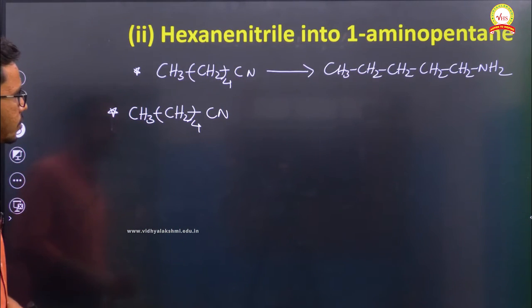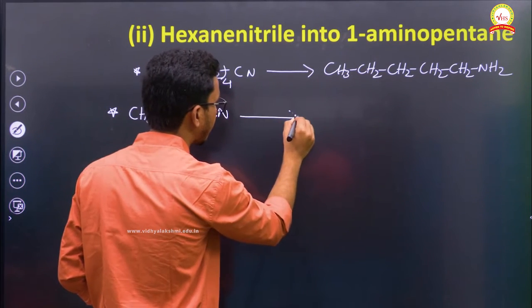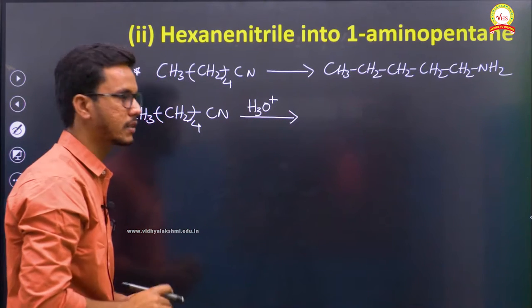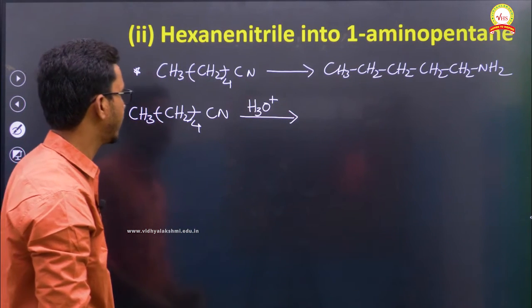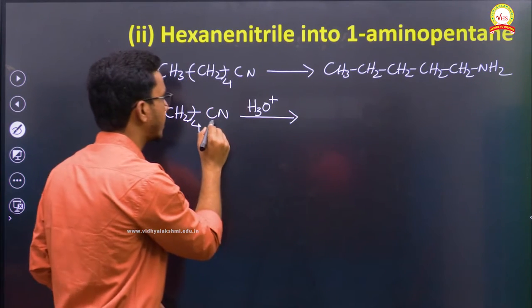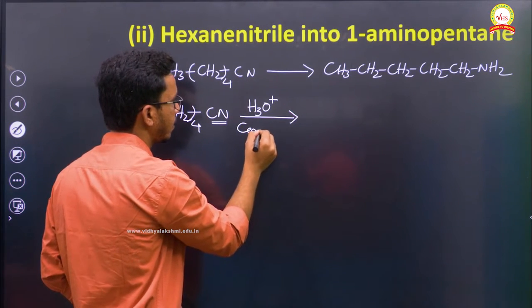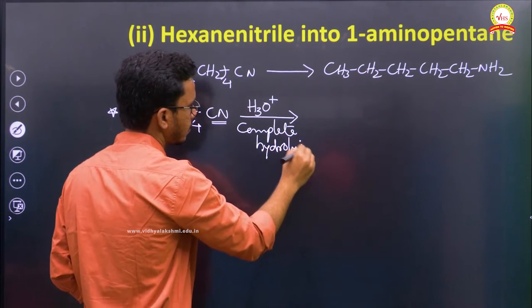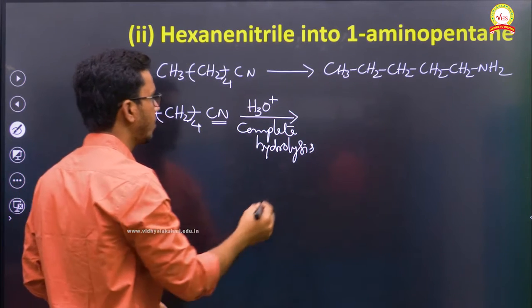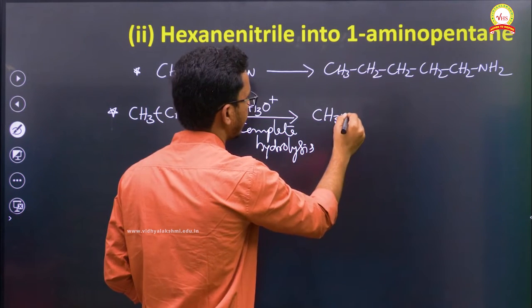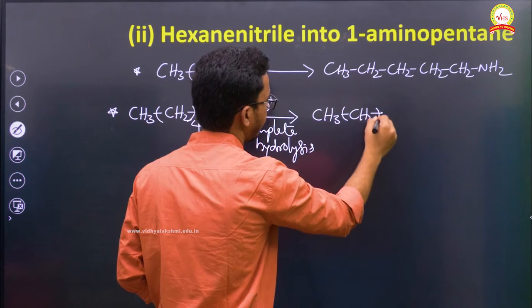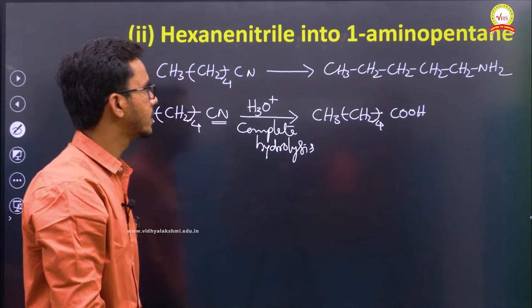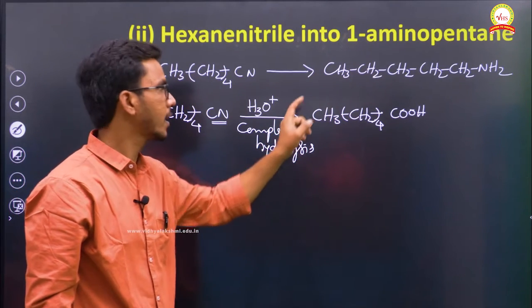Now what I would like to do is the complete hydrolysis, with H3O plus, or acid or base. On complete hydrolysis, cyanides give the respective acid. What we will get here is CH3CH2 taken 4 times and COOH. Now the thing is we have 6 carbons here. In the product, how many carbons should be there?